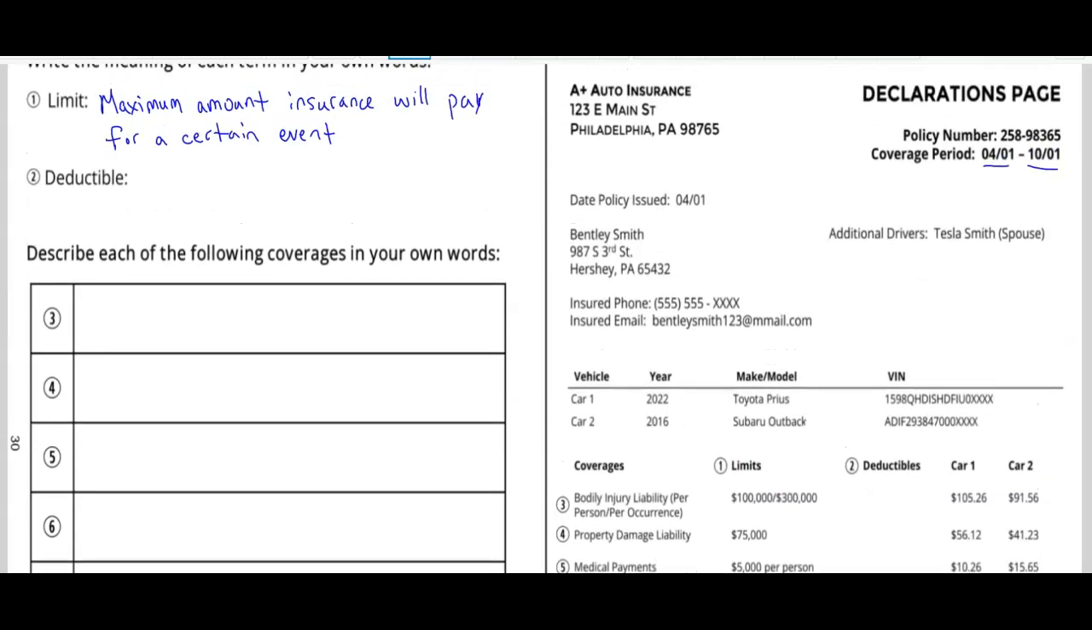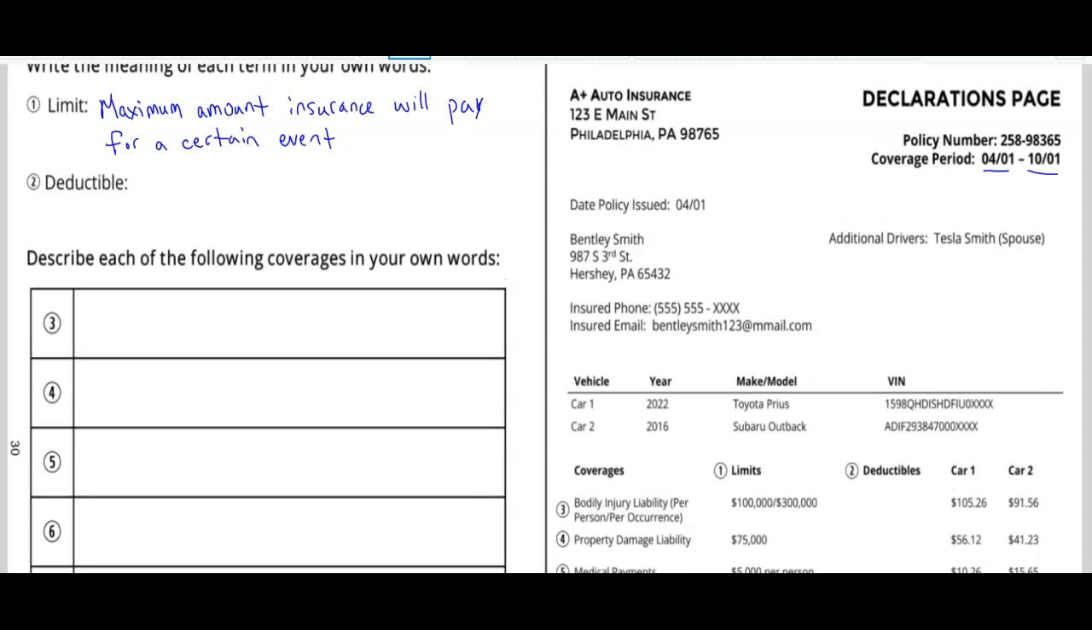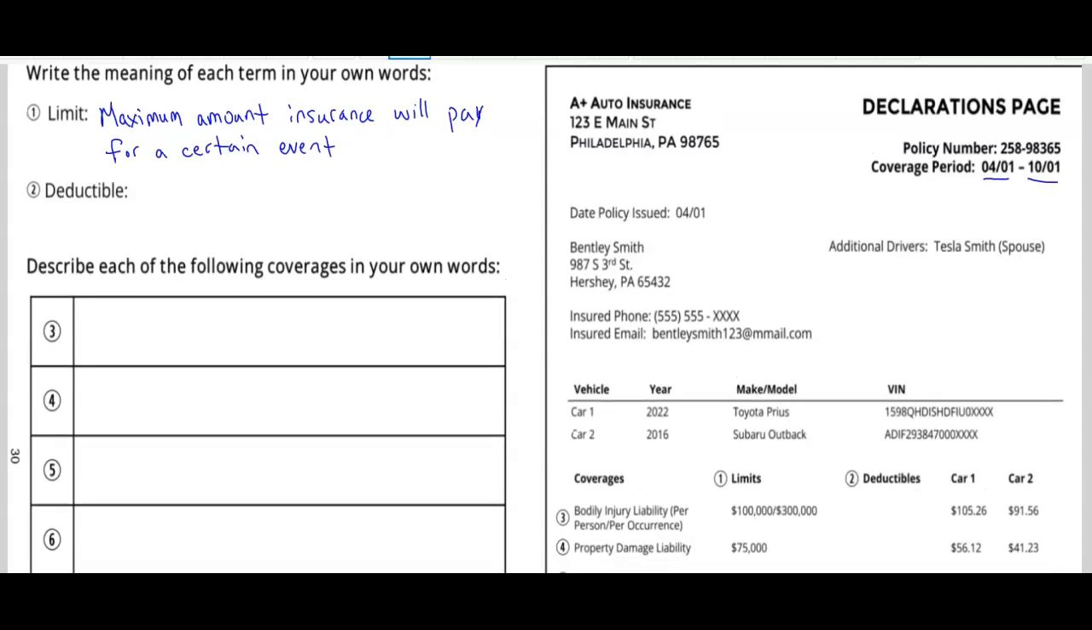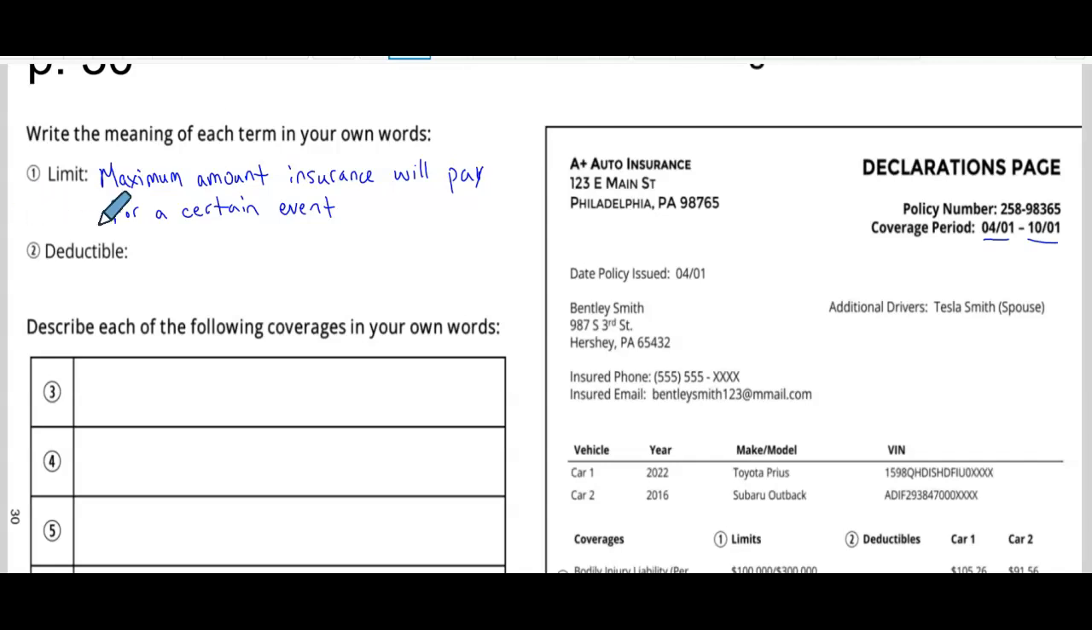All right, second thing here, deductible. So kind of like what we saw with health insurance, deductible works a little bit different this time, because for auto insurance, the deductible is also per event, and it doesn't accumulate over the course of the year. So it's the amount you must pay before the insurance benefit begins, and it resets every event.